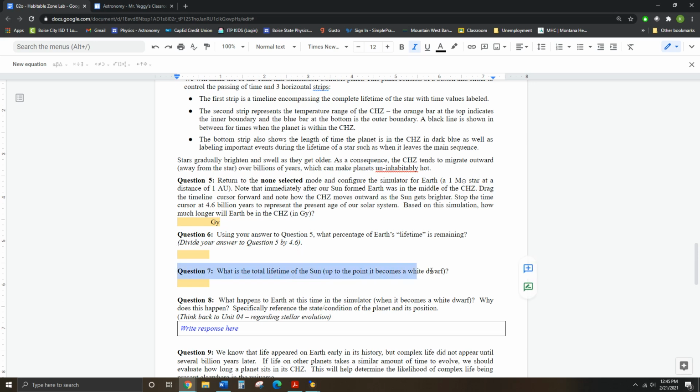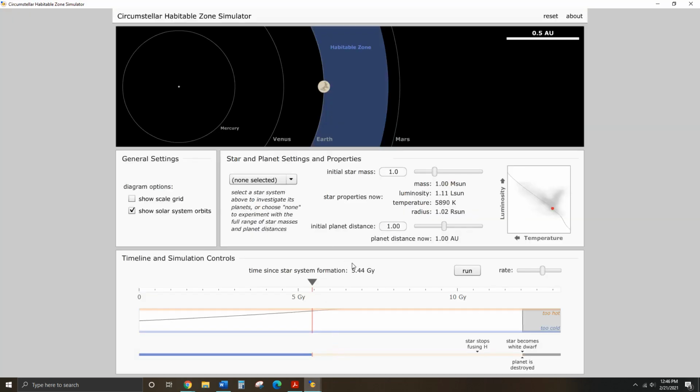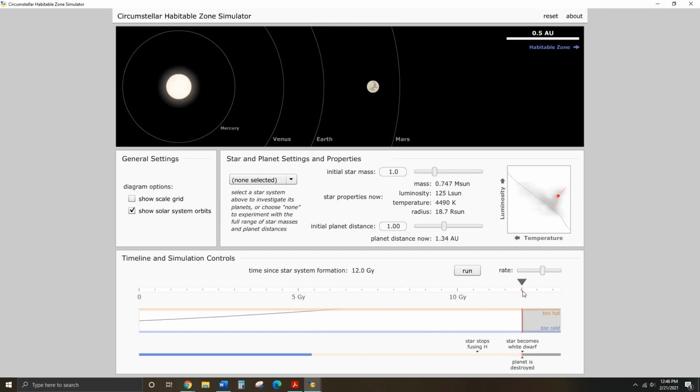Now we're going to look at question 7. What is the total lifetime of the sun up to the point it becomes a white dwarf? So if we go to the simulator, you will see that we're only about halfway through this lifespan. You'll see that the white dwarf is all the way over here. So we're toast on Earth long before the sun is a white dwarf. So now let's see, how long do we have until the sun is a white dwarf? Let's move our slider. And we're about right there.